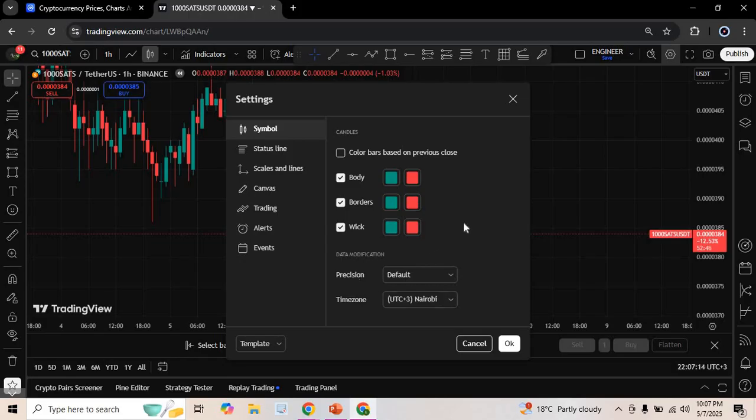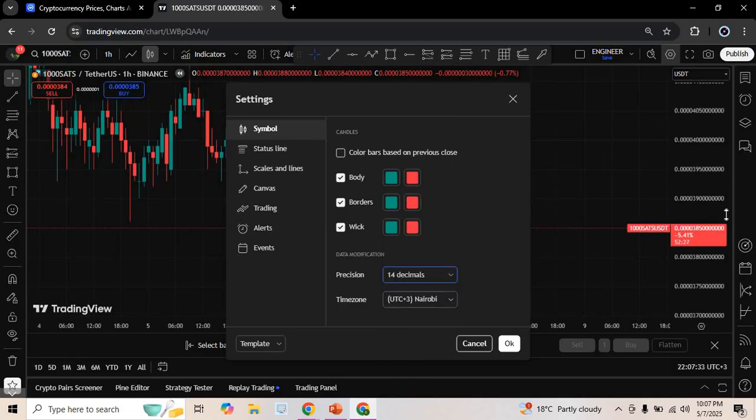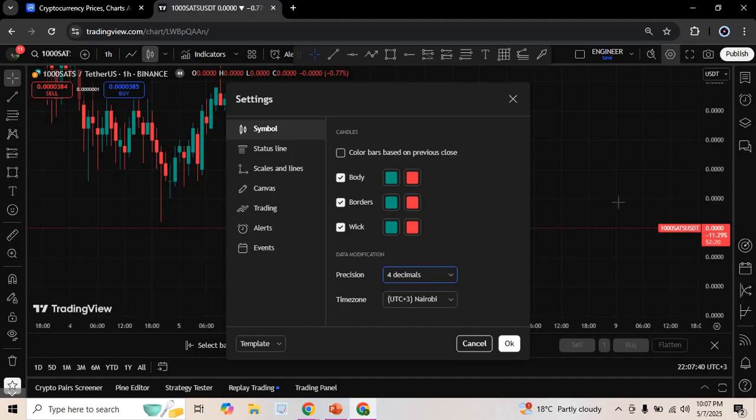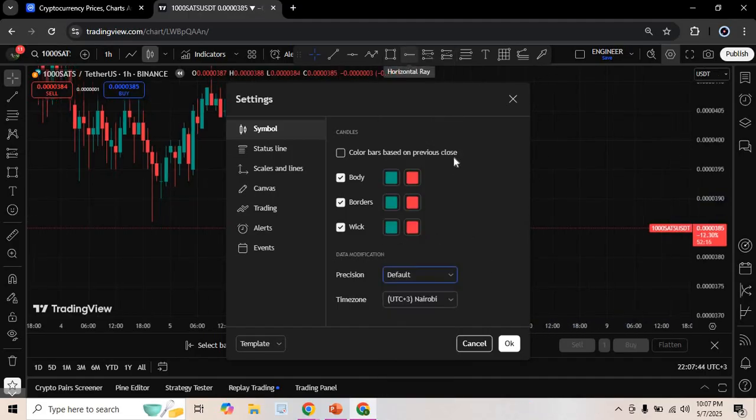Then we have the precision. I want you to notice something. If you look at the farthest right, this scale, you can notice the number of decimal places that are here. So that's on the default. But if you want more, for example, I want this scale to represent prices in 14 decimal places, I'll come and choose from this precision part. And now you can see that my scale is represented by 14 decimal places. If I want 4, I can do that, but I want the default, so I can use the default from that point.